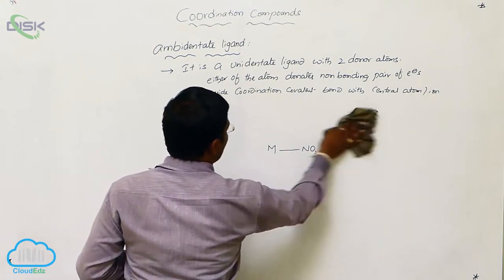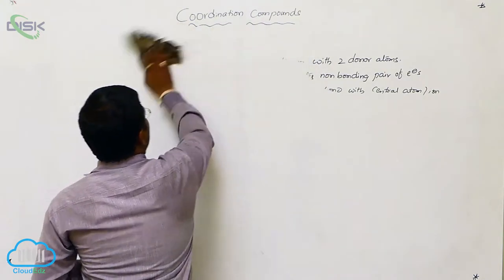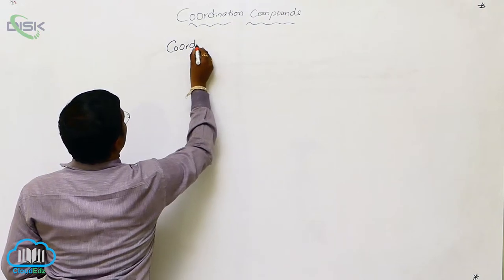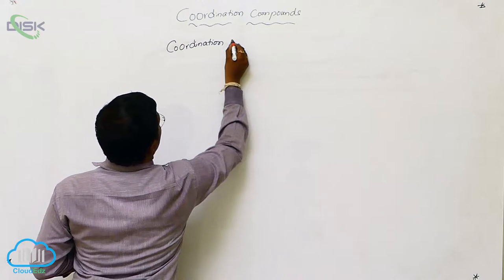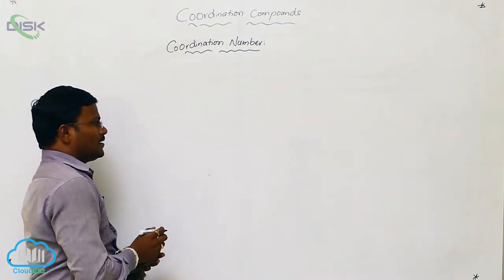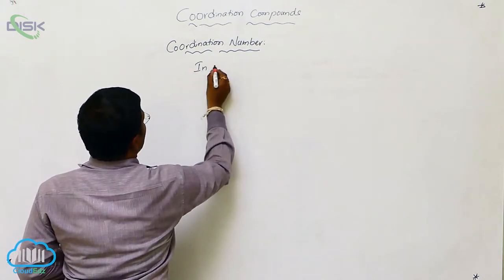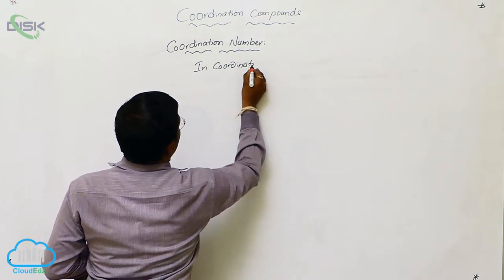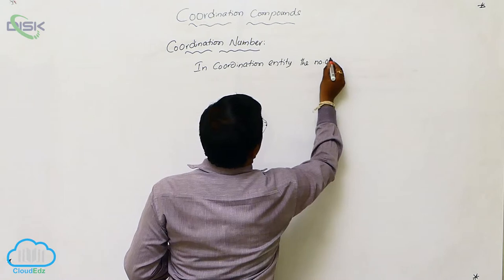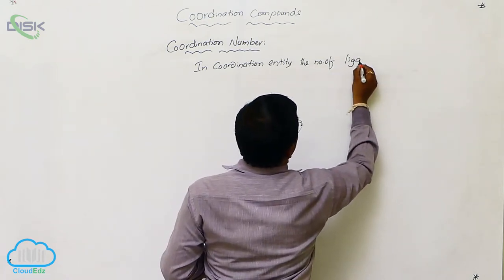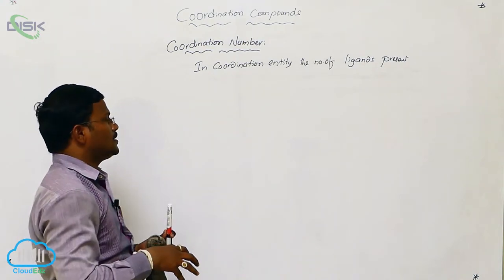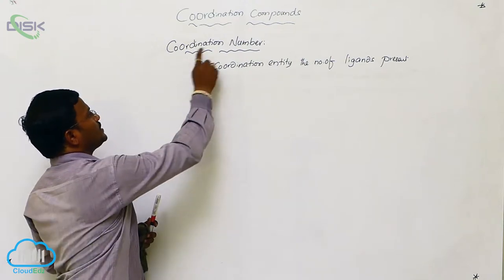And next one, coordination number. One more important phenomenon is coordination number. So what does coordination number mean? Here in a coordination entity, the number of ligands present which can be bound with the central atom via a coordination covalent bond is called the coordination number.